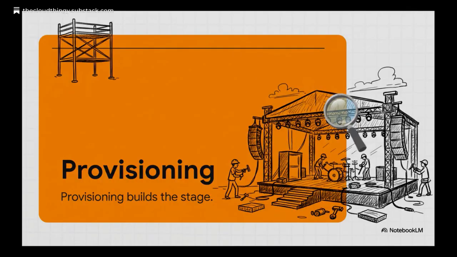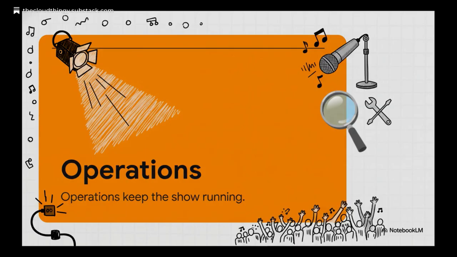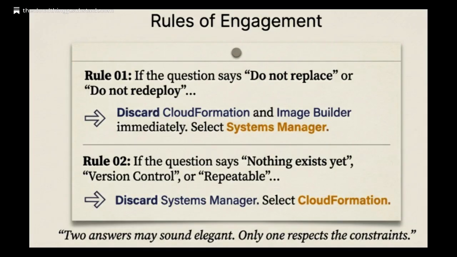So let's end with a simple analogy. Think of provisioning as the road crew that built the entire concert stage before the band even shows up. And operations? That's like the sound tech running the mixing board during the concert, making adjustments, fixing problems, and making sure the show goes on without a hitch. Two totally different jobs with two totally different intents.